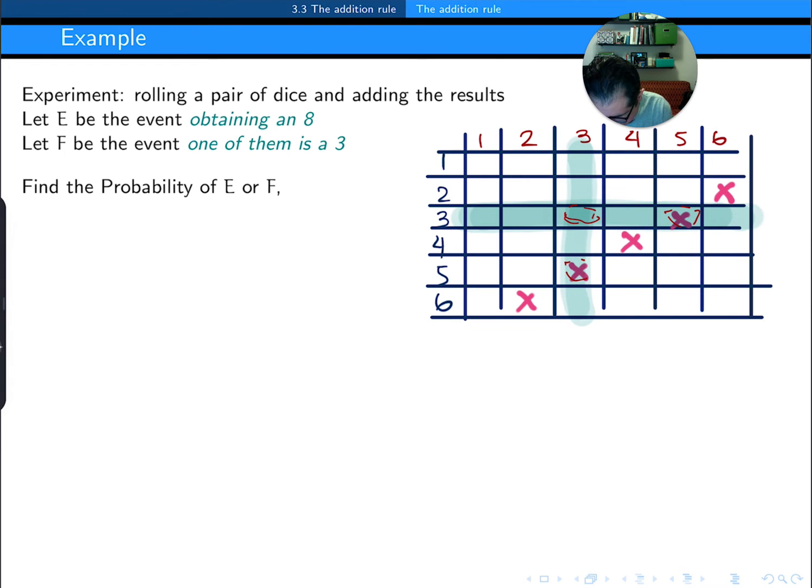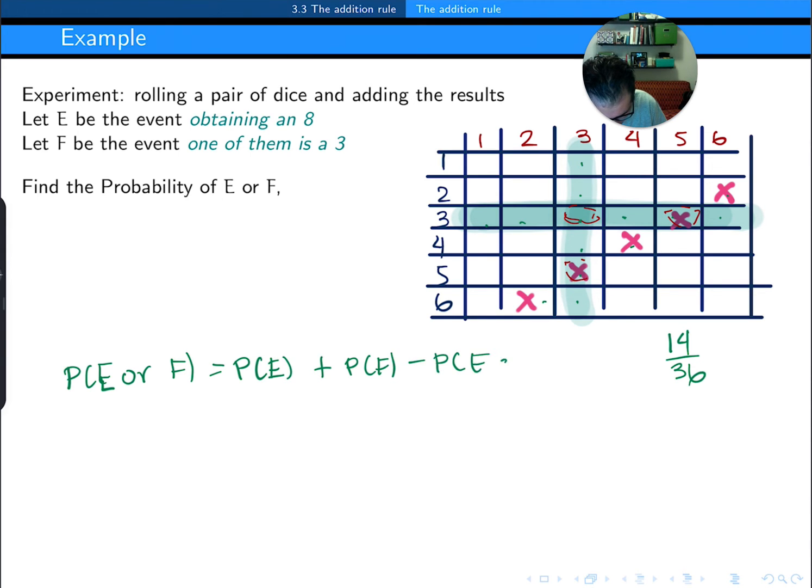And you can just count them directly, right? You can do it carefully here. There's 1, 2, 3, 4, 5, 6, 7, 8, 9, 10, 11, 12, 13, 14. So there's 14 over 36. So I counted them directly from the picture, and I think there's 14 over 36. Now let me use a formula. It says the probability of E or F is going to be the probability of E plus the probability of F minus the probability of E and F.